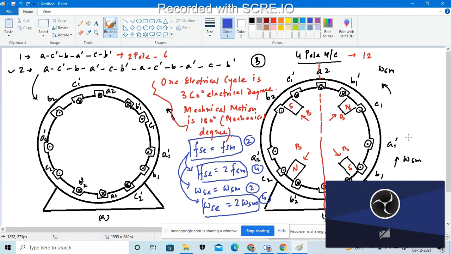Okay, so that is actually my question: the winding diagram, and as well as you have to show how the stator current will be produced by the north and the south magnetic pole, if we are considering the four pole machine, not the two pole machine.